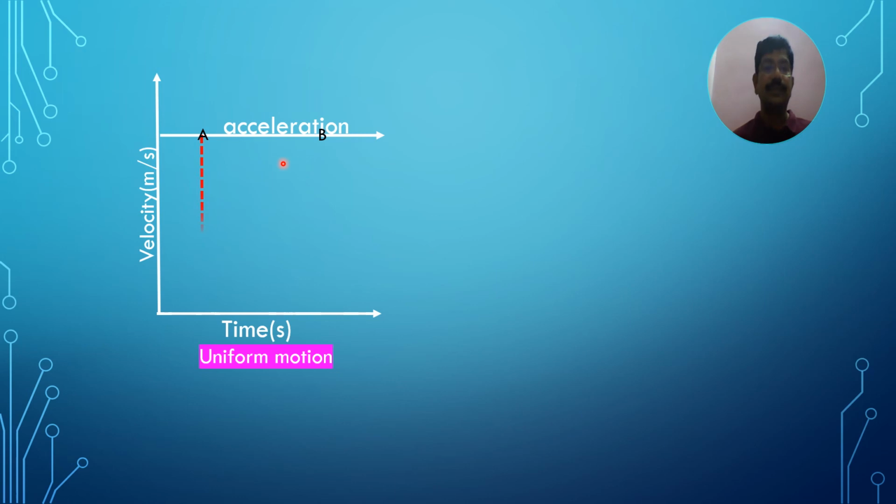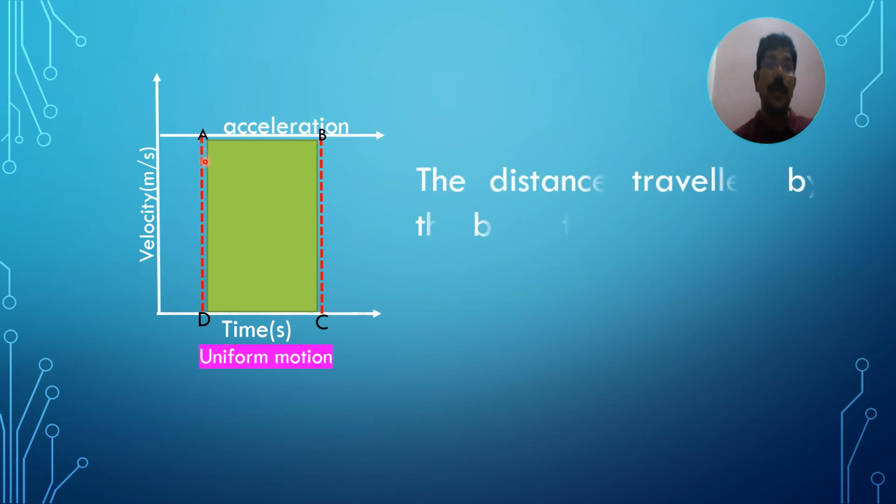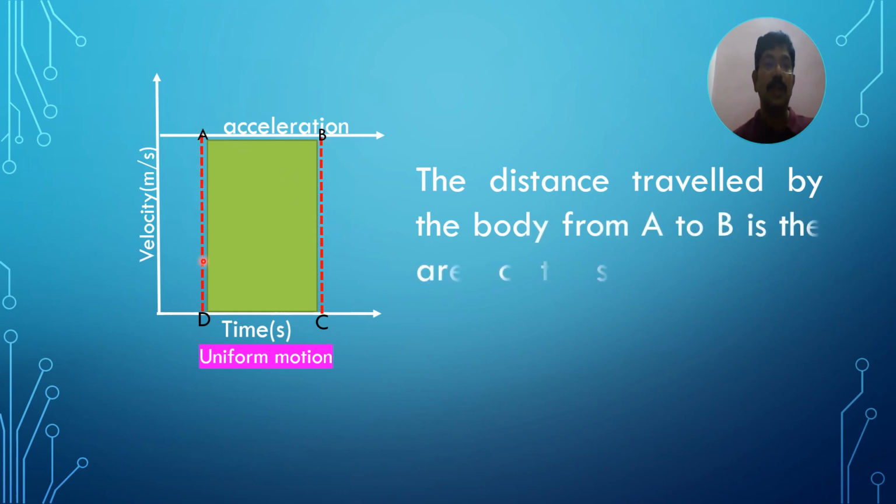See this one. What is the advantage of this graph? While solving problems related to distance or displacement, if you are asked to find the distance or displacement of the body from A to B, what you have to do is draw perpendiculars to the x-axis. Let us assume a perpendicular drawn from the point A cuts the x-axis at the point D, and another perpendicular drawn from the point B cuts the x-axis at C.